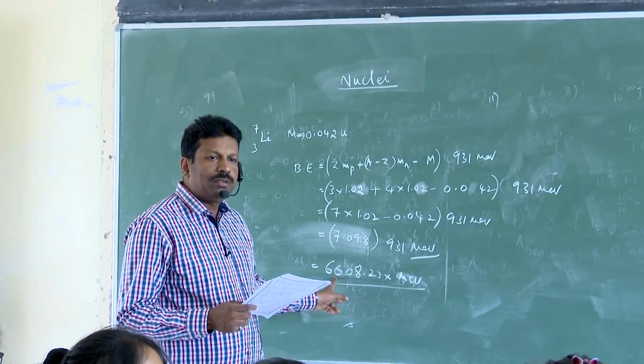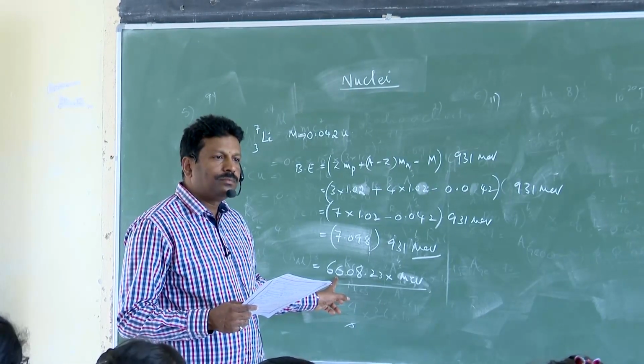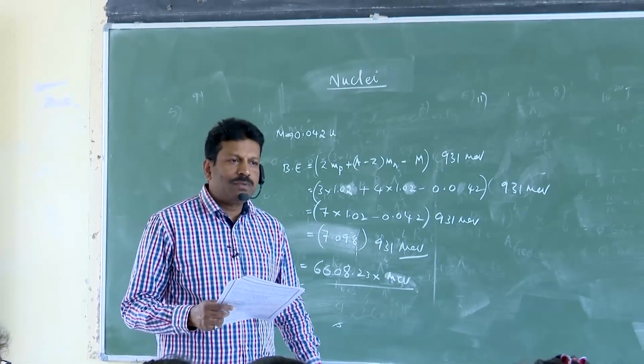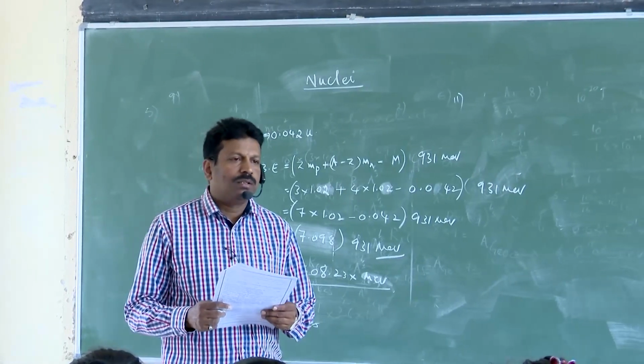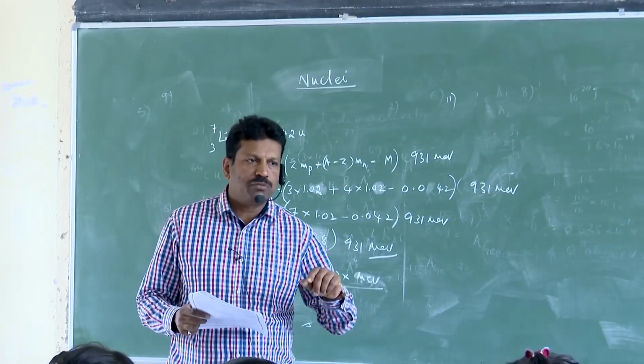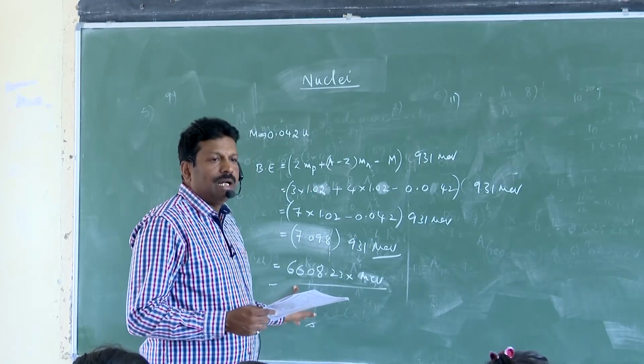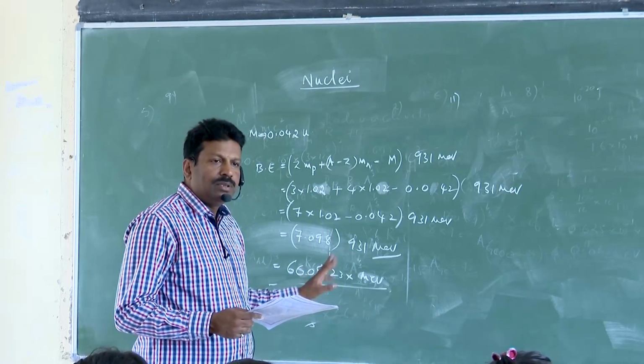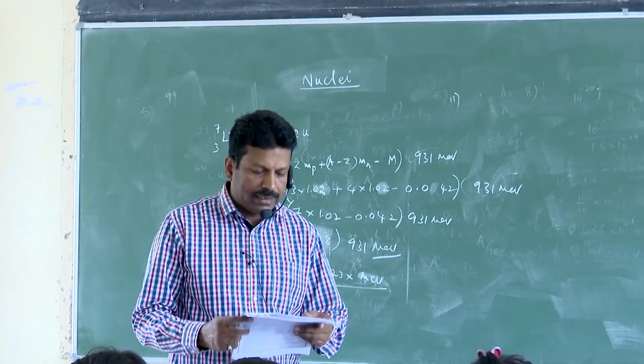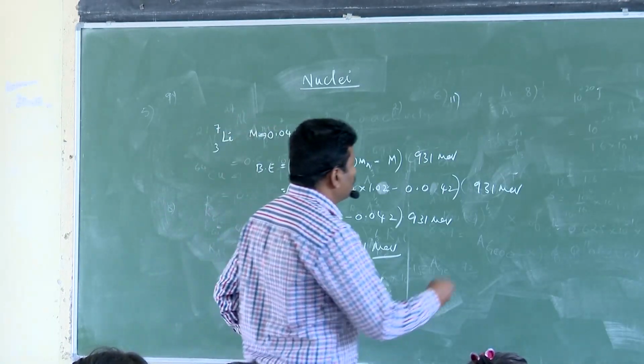How is it 5.8? Okay, anyway, I'll just check the answer. In the afternoon session, I'll tell you what is the correct answer. So what are our options given? We are getting 6,600. I'll let you know the answer in the second session. Okay. Next question, 13th question.